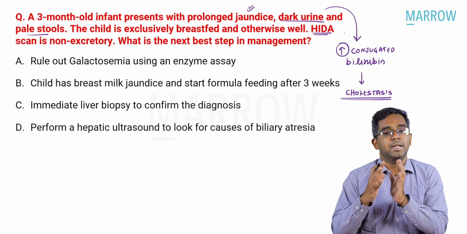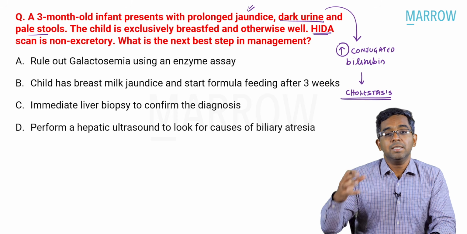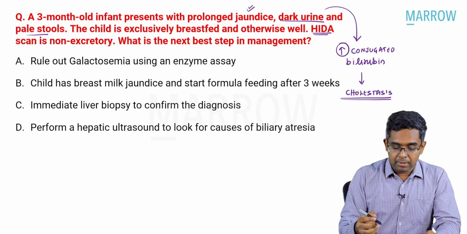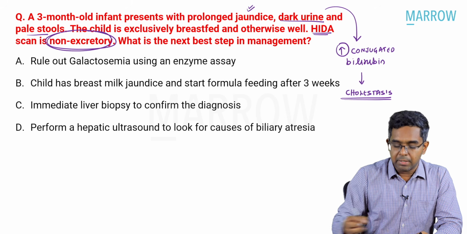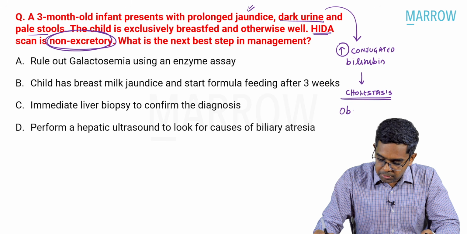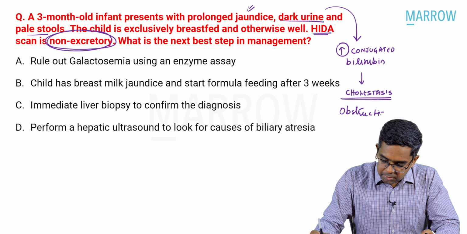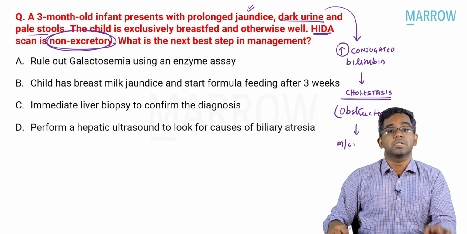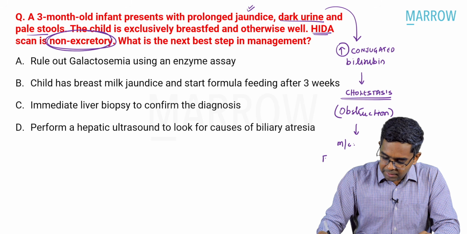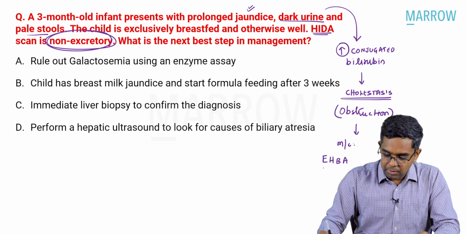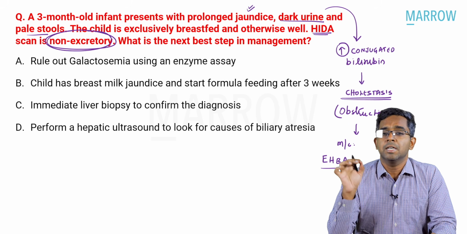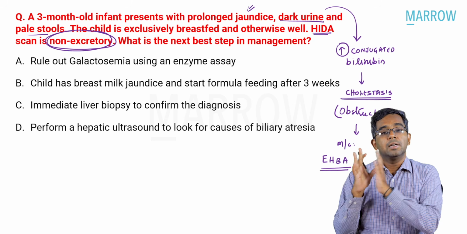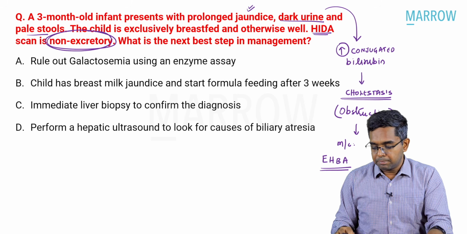HIDA scan is being done. HIDA scan basically tests for the elimination or excretion of the tracer from the liver into the intestine through the bile duct. And it is very clearly saying it is non-excretory, which suggests some sort of obstruction. And tell me, in a small baby like this, what is the most common cause of obstruction causing cholestasis? It is EHBA. What is EHBA? It is extrahepatic biliary atresia, right? That is our clinical possibility in this particular child.